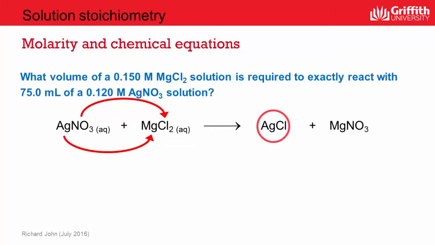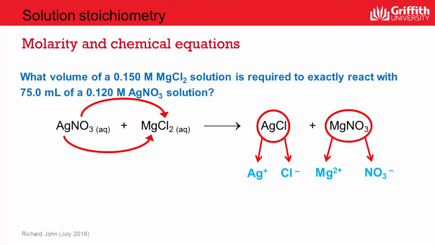Before we attempt to balance this equation, we've got to make sure that the chemical formulas of these two products are correct. So is AgCl the correct chemical formula for silver chloride? Well, the silver ion is always 1 plus, it's a type 1 metal ion, and the chloride anion is always 1 minus. So these two things come together in a 1-to-1 ratio, and AgCl is the correct chemical formula for silver chloride. What about magnesium nitrate?